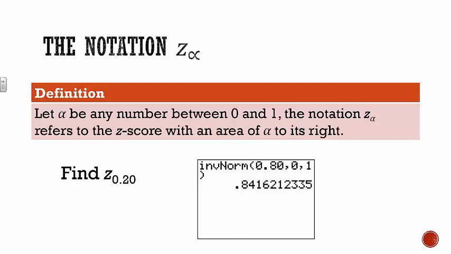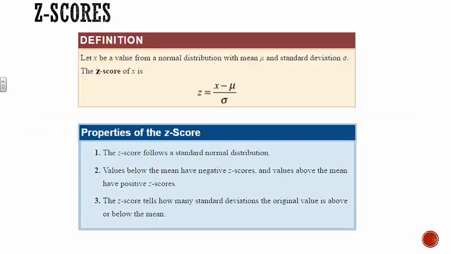Now when you type in inverse norm, you have to type in the area to the left. So if the area to the right is 0.2, then the area to the left is 1 minus 0.2, which is 0.8. And then you type in your mean and your standard deviation of 0 and 1. When I type that in and press enter, I get 0.8416. In other words, this z-score that corresponds to 0.2 to the right is 0.8416. That z-score also corresponds to 0.8 to the left.